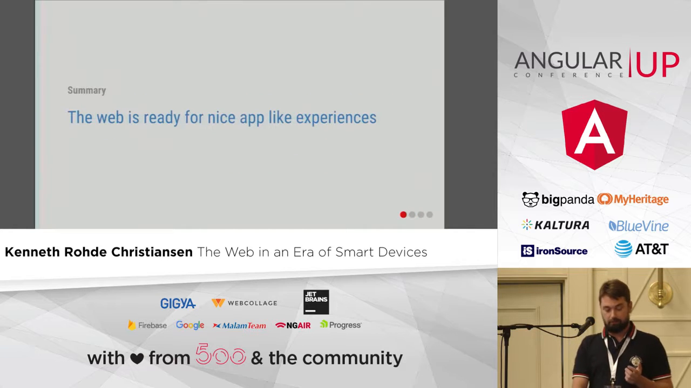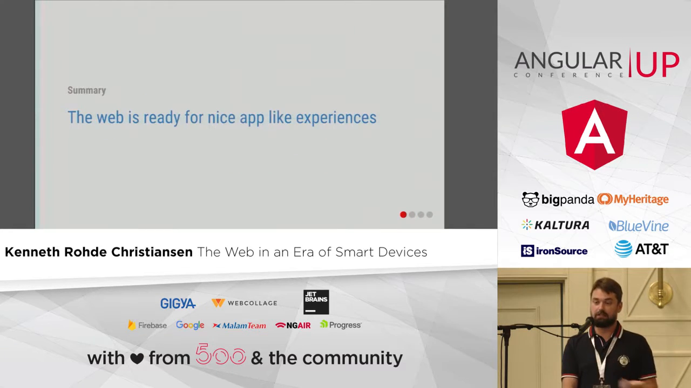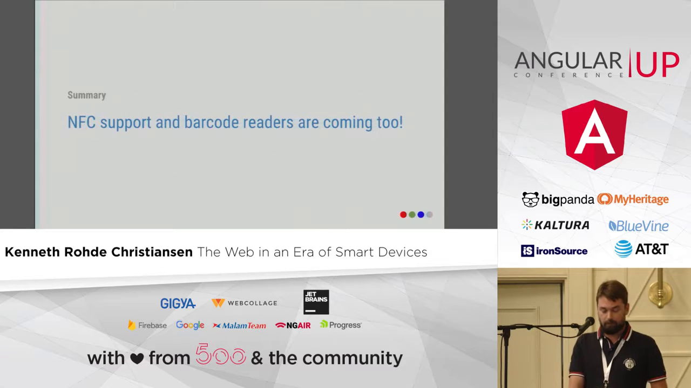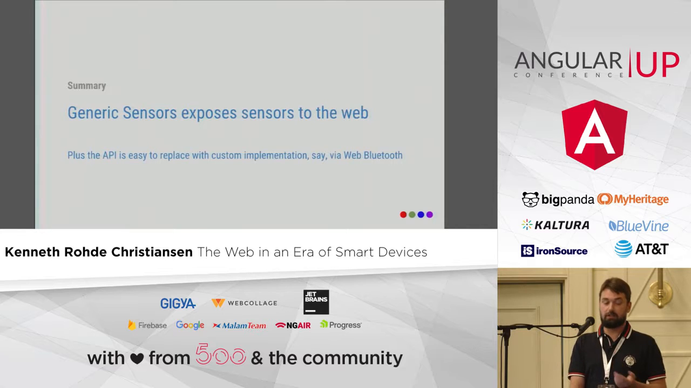So in summary, the web is ready for all these nice experiences. It's effortless to connect to Bluetooth and USB, currently only in Chrome, but we're expecting other browser vendors to follow suit. NFC support and barcode readers are work in progress. It's behind a flag in Chrome today, so you can experience it at home. And generic sensors are also being exposed to the web, so expect a lot of cool things to happen, especially in the area of WebVR, where you definitely want to interact with different sensors, maybe a sword that will show up in your game and stuff like that.